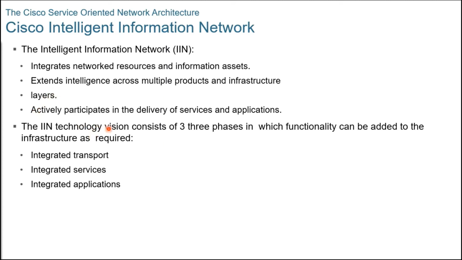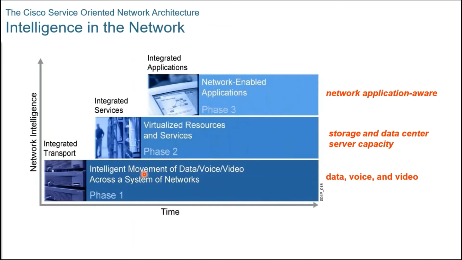So basically, the IIN technology vision consists of three phases. You've got the integrated transport, integrated services, and integrated application. So the key point for intelligence in the network would be the intelligent network offers much more than basic connectivity. So bandwidth for users and access to applications. It offers an end-to-end functionality and centralized, unified control that promotes true business transparency and agility.